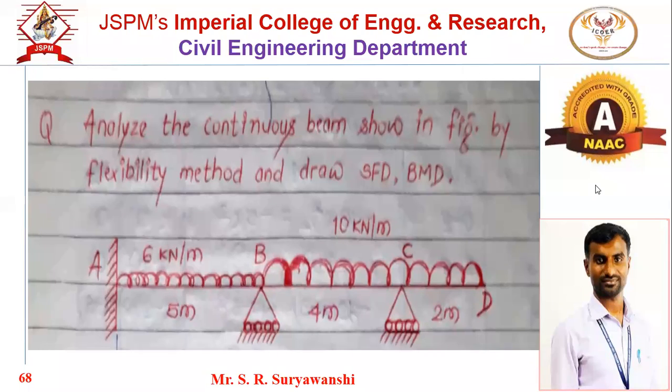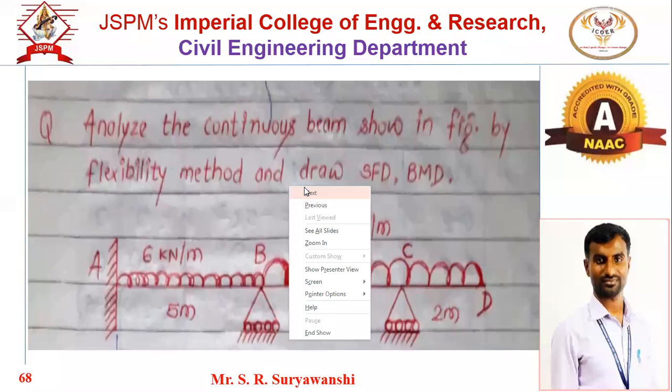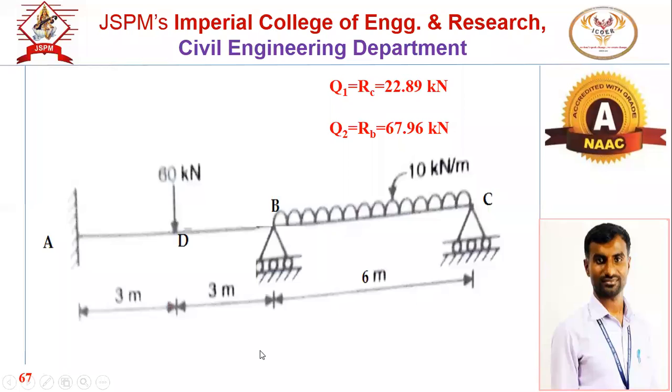So what is the vertical reaction at A? Just tell me what about RA. Reaction at A is how much? So just a simple equation we have to apply.